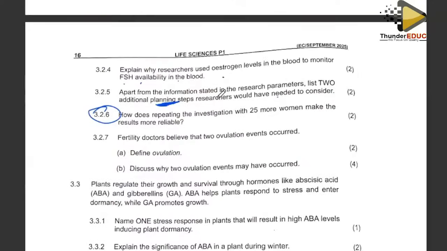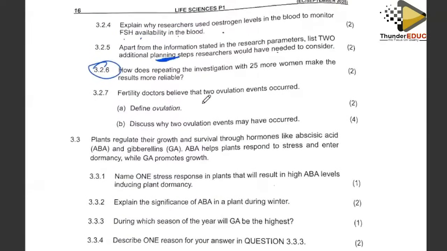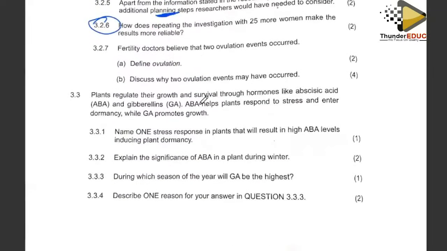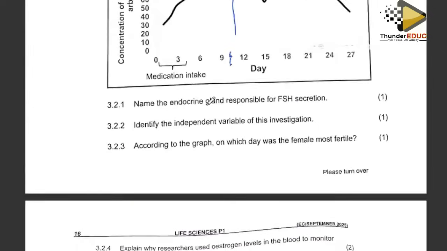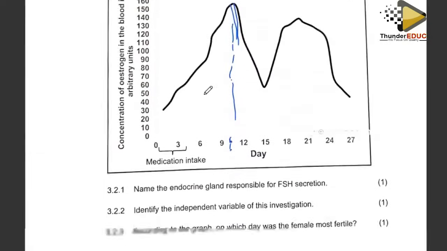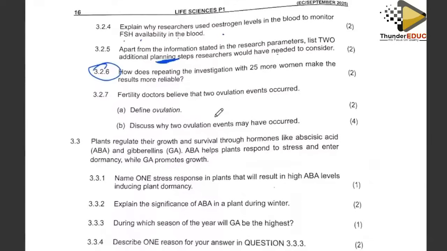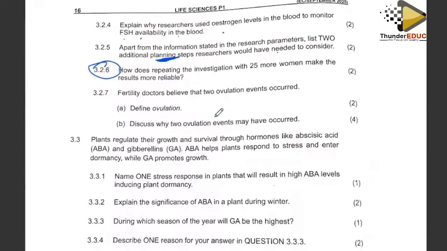This question number 3 is easy, but for people who are struggling with life science, I think it was a tug of war. Too much application here. We call these high order questions. Okay, now let's find out. Let me repeat the question: discuss why two ovulation events may have occurred.